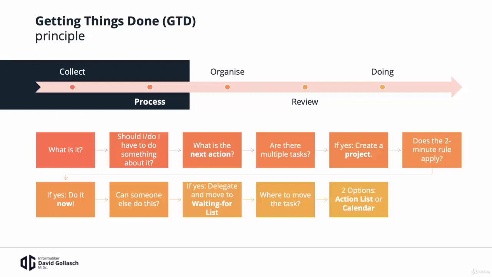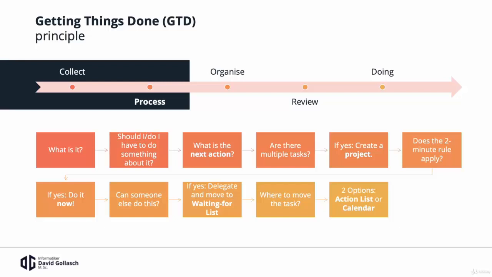So the first question is, you have to decide what it really is. Is it something you have to care about? Should you do something about it? If the answer is no, then of course eliminate it immediately. But if it's something you have to care about, then there's the next question. What is the next action? So what can you actually do to do something about it? Is there a task, a real action that you have there? Is it actionable?